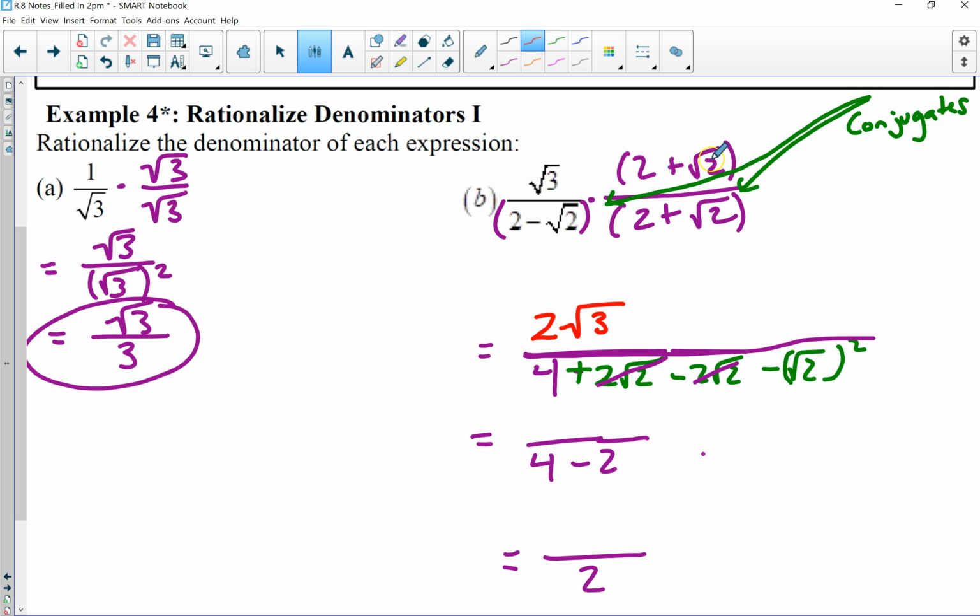The second term, that's the situation where we have a root times a root. I have a square root of 3 times the square root of 2. So that would be plus the square root of 3 times 2 underneath the root, right?